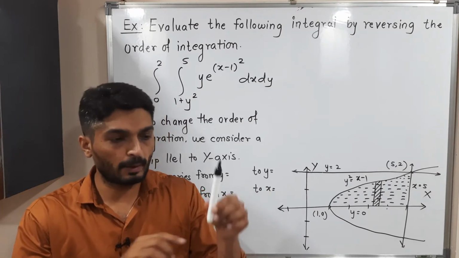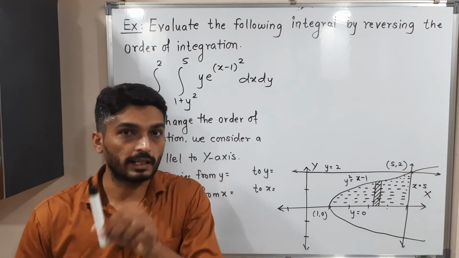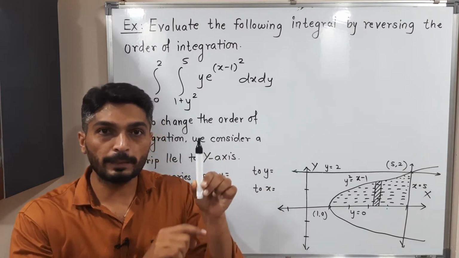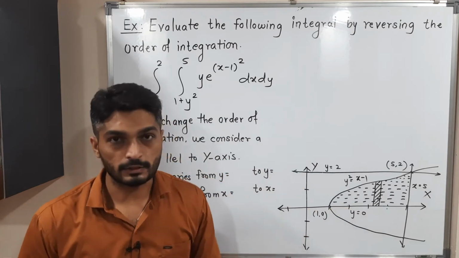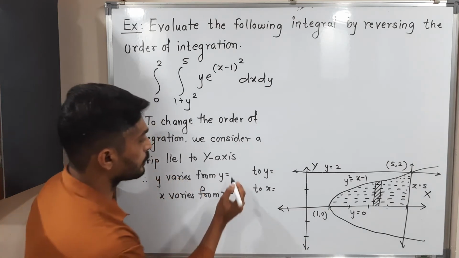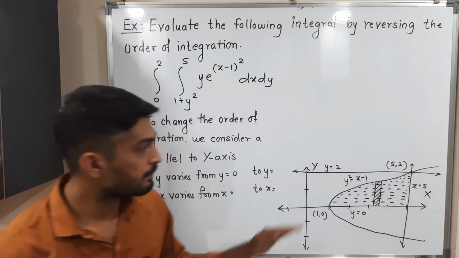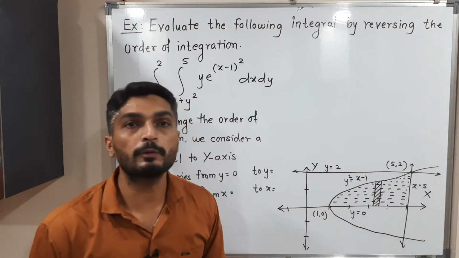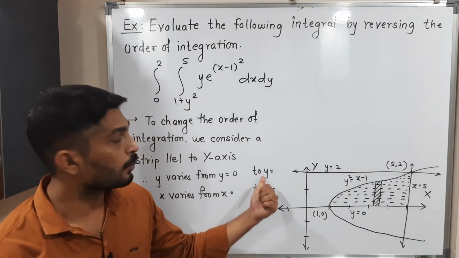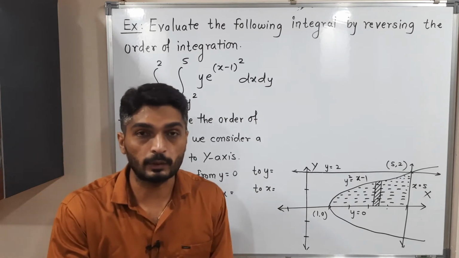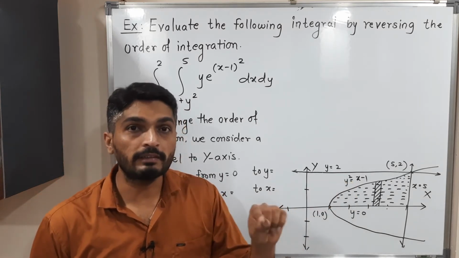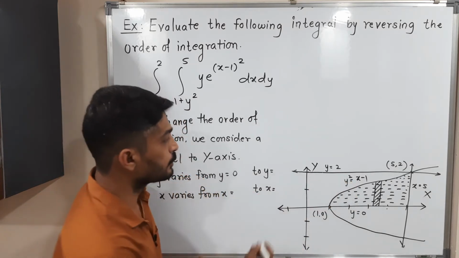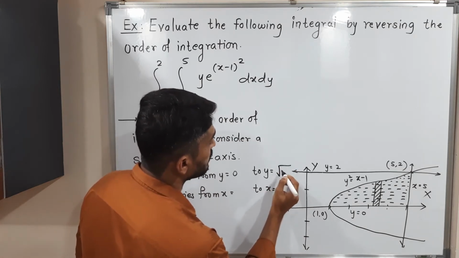The idea is very simple: bounded below, bounded above, left to right. The strip is bounded below by the x-axis, whose equation is y is equal to 0. I should write 0 here. The strip is bounded above by a part of the parabola, whose equation is y square is equal to x minus 1, but I have written y is equal to. We want y is equal to. To get y is equal to, I will take the square root of both sides. So y is equal to square root of x minus 1.